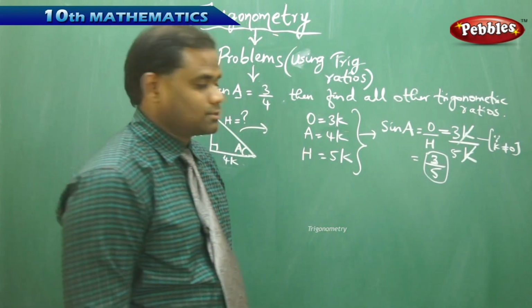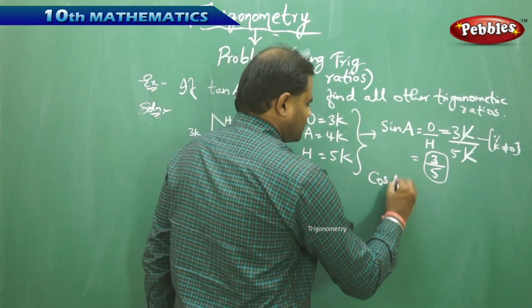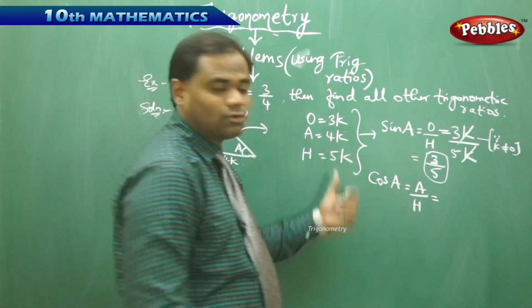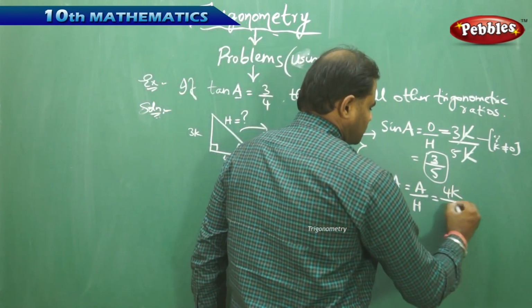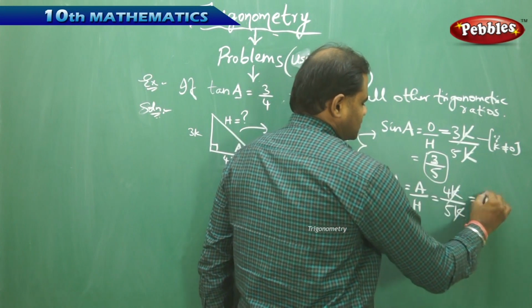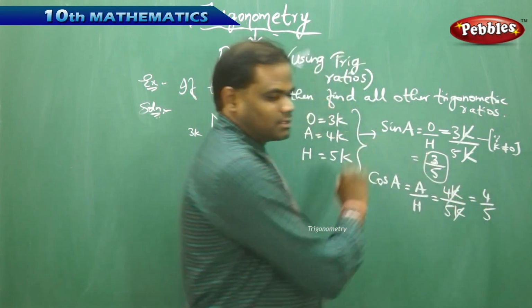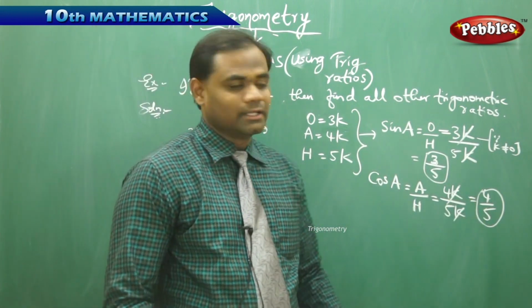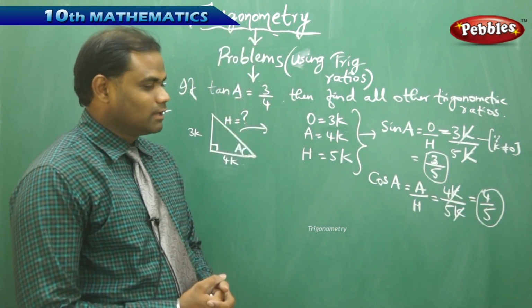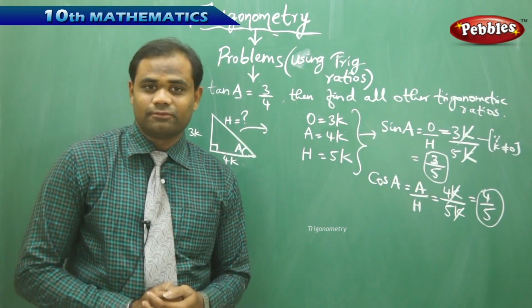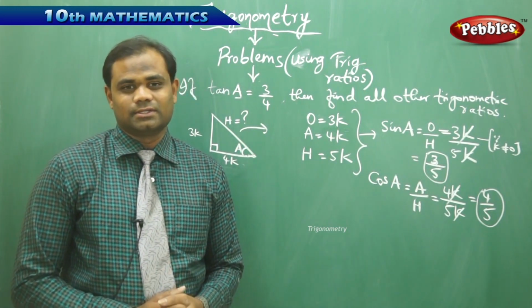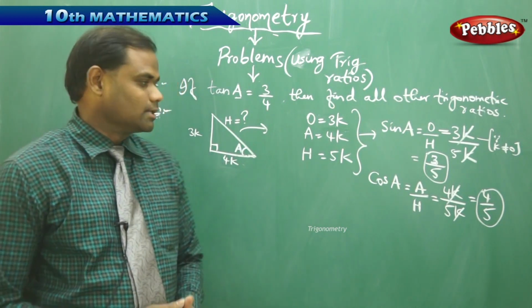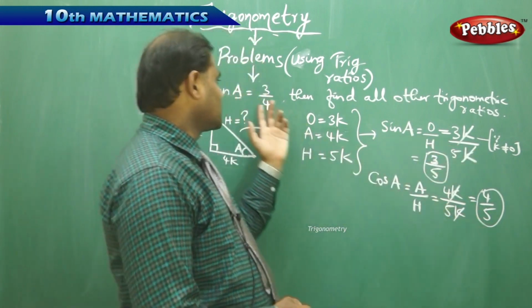Let's find for cos. Cos A is given by adjacent by hypotenuse, where my adjacent is 4k and my hypotenuse is 5k. Cancelling this, I get 4 over 5 because k is not equal to 0. So we get cos A as 4 over 5. Similarly, tan A is already known. So once I know sine, cos and tan, I can easily find cosecant, secant and cot. So let's see how we can find cosecant, secant and cot using sine, cos and tan.